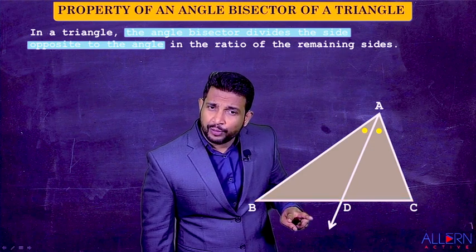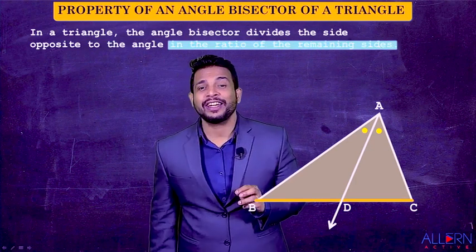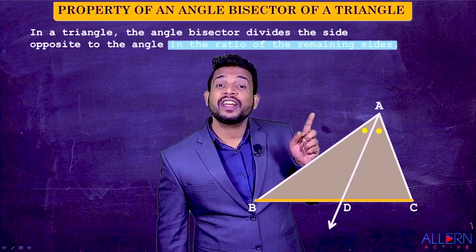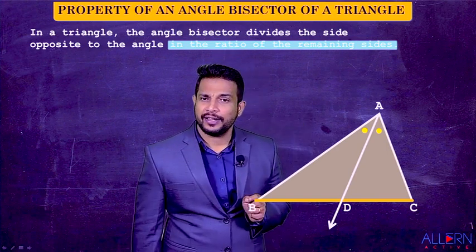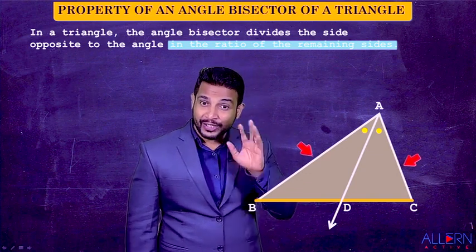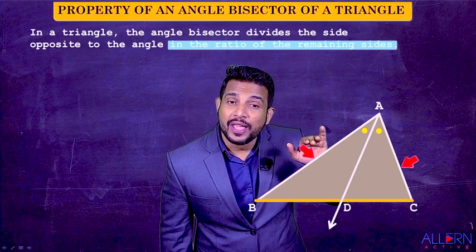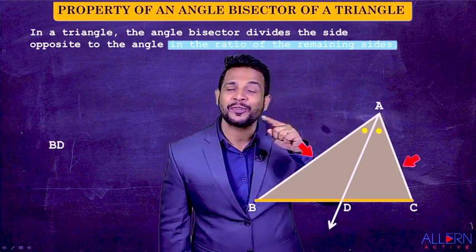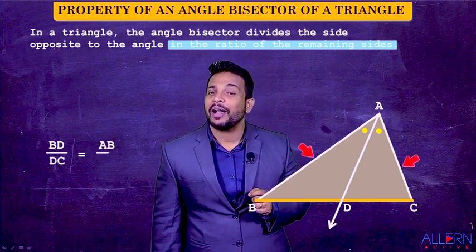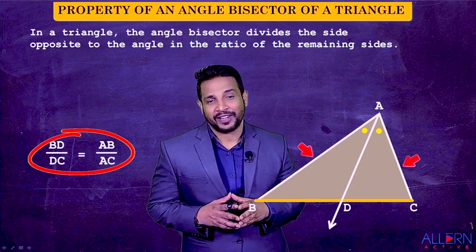Observe, there are two parts. One is BD, the other one is DC. So what is the ratio of that? BD upon DC. So we are talking about that ratio. We're saying that this ratio is equal to the ratio of the remaining sides. Now, which are the remaining sides here? The remaining sides are AB and AC. So this statement says that BD upon DC is equal to AB upon AC. That is what we are writing here. Observe, BD upon DC is equal to AB upon AC. And this is nothing but the property of angle bisector of a triangle.